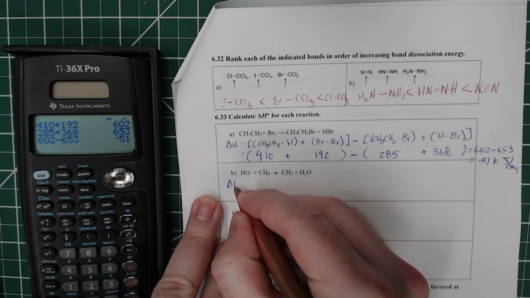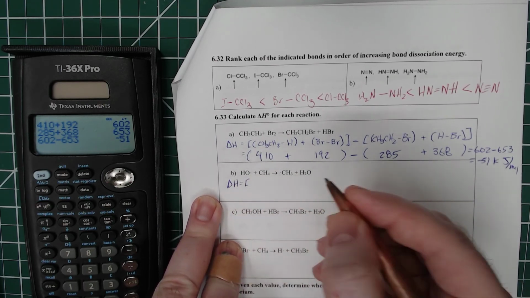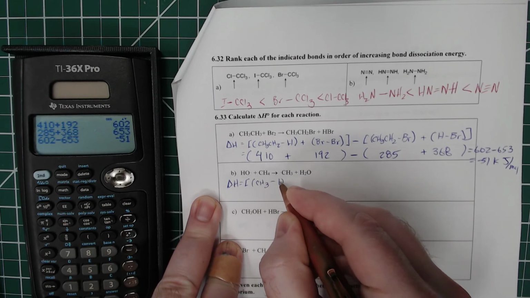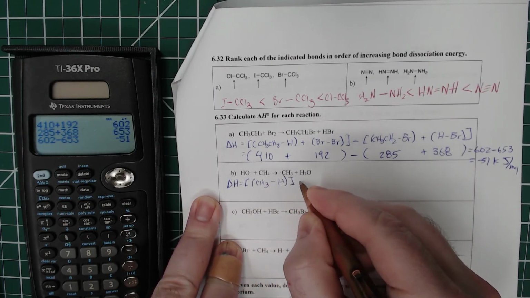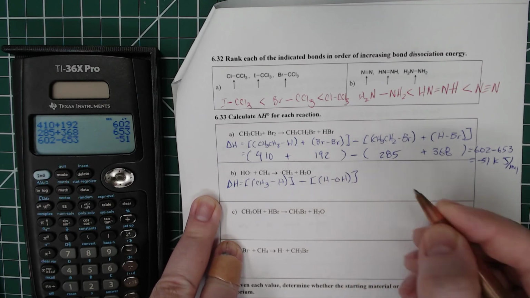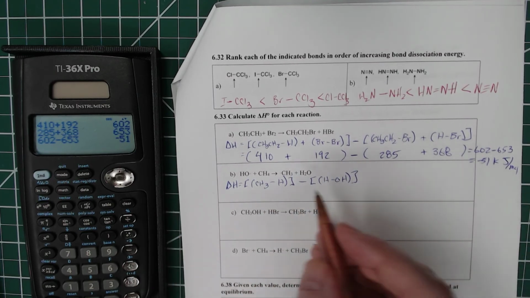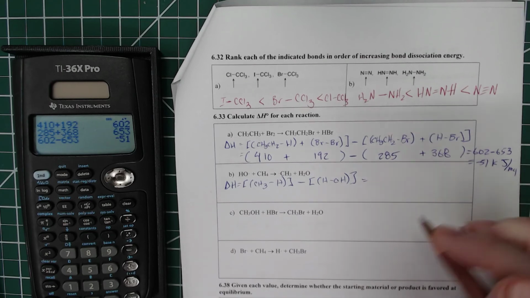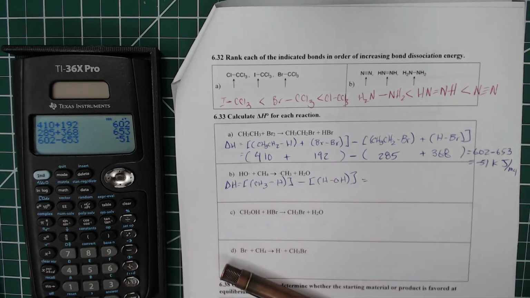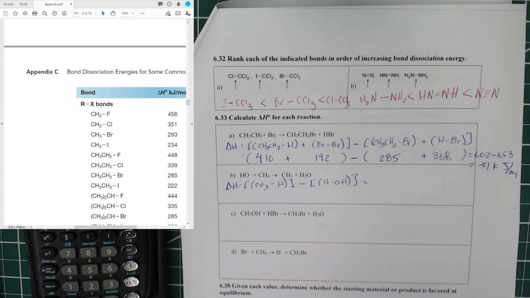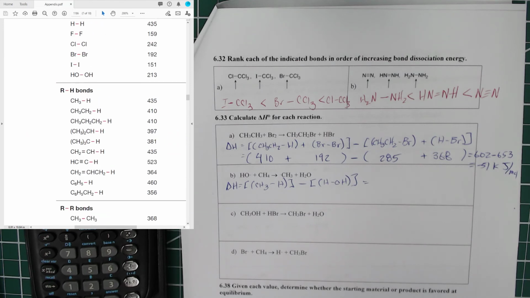All right, let's look at this one. Delta H. We're breaking a carbon-hydrogen bond, so we'll have a CH3-H, and that's the only one we're breaking. And we're going to be making an HOH. All right. Since we're only breaking one bond and we're making one other bond, that's all we need to consider. So our CH3-H is right there, at 435.